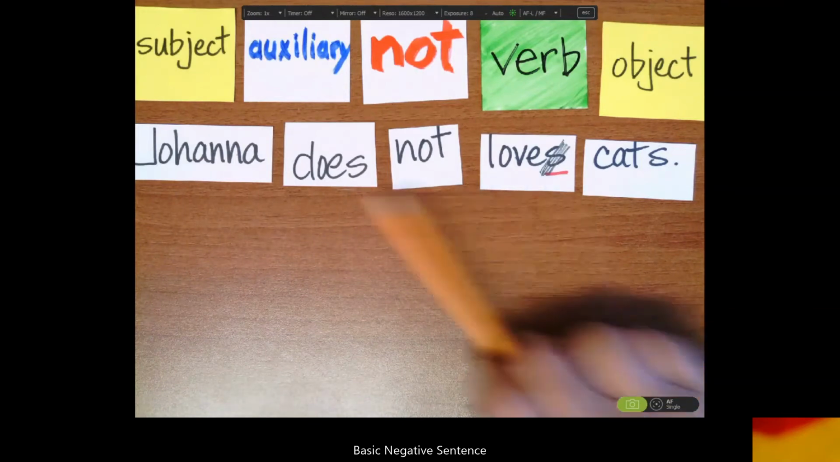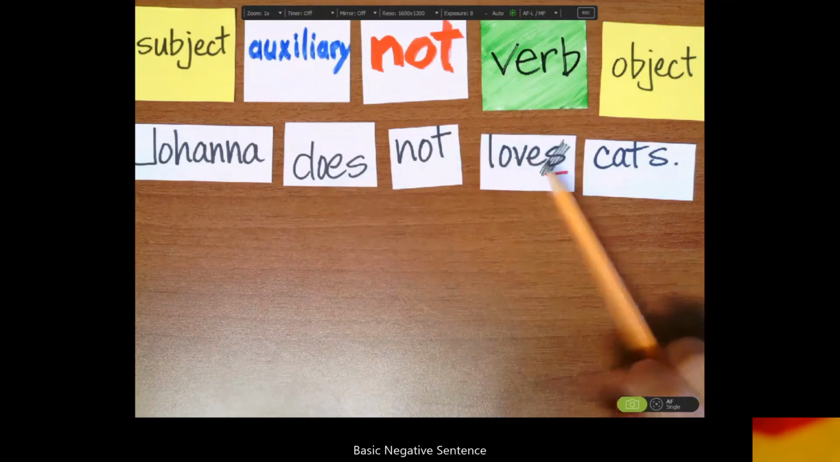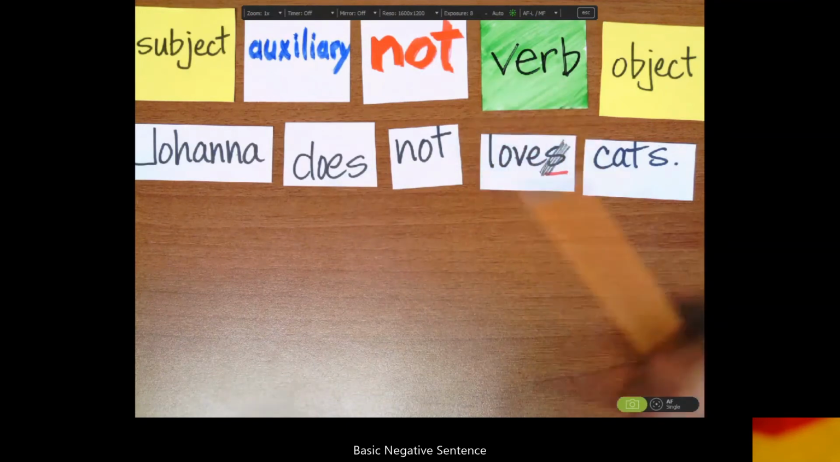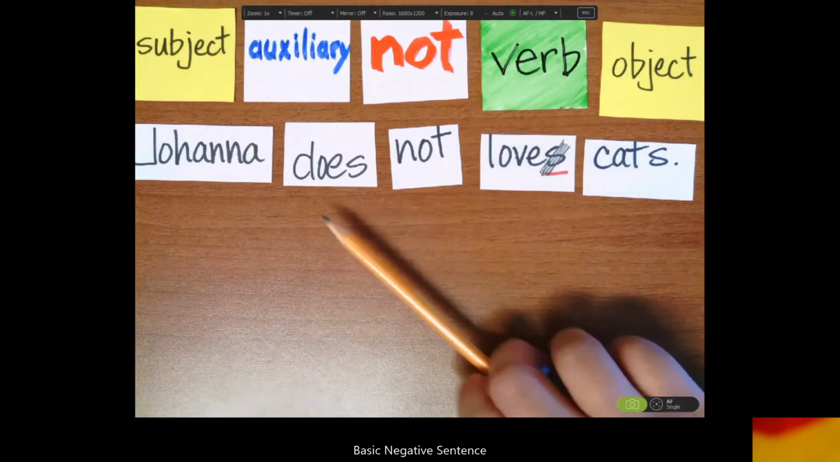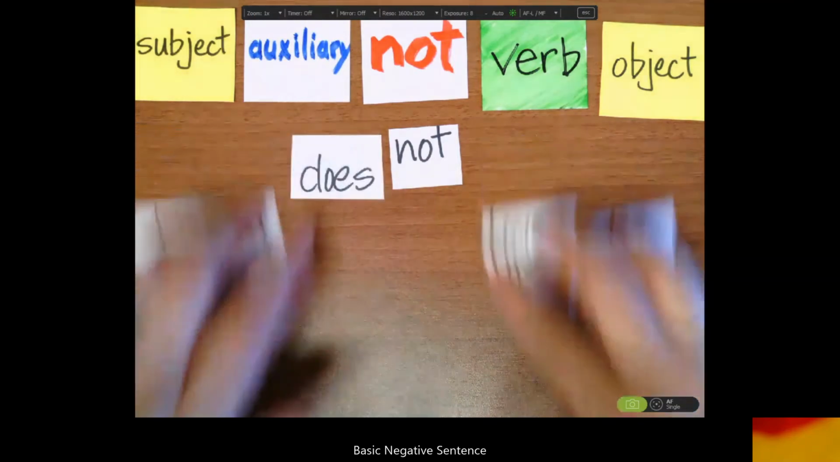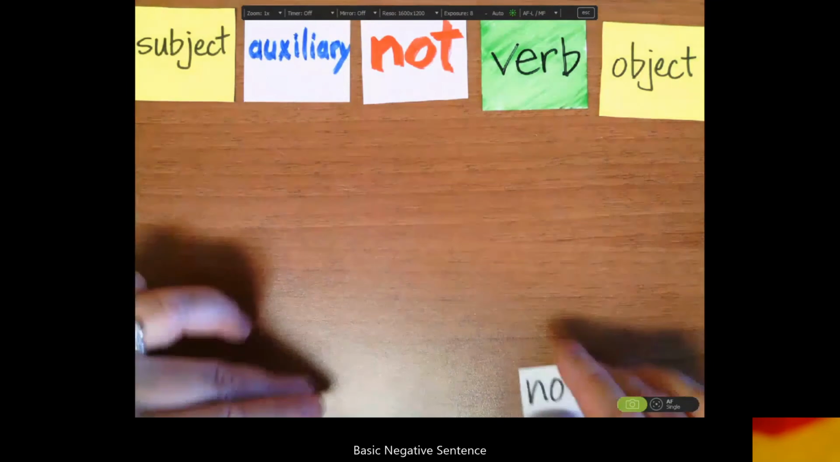Therefore, anytime you have an auxiliary, you do not need to conjugate this verb right here. So just say, Johanna does not love cats. Now, what happens if there are two verbs?